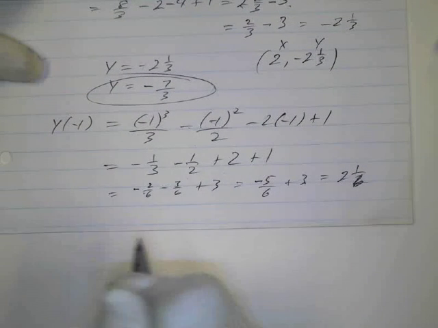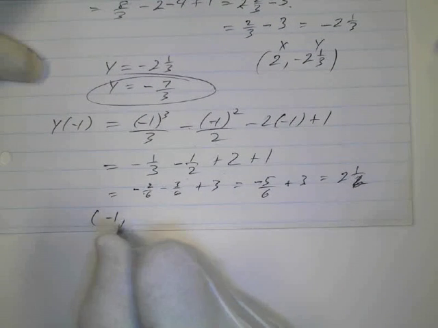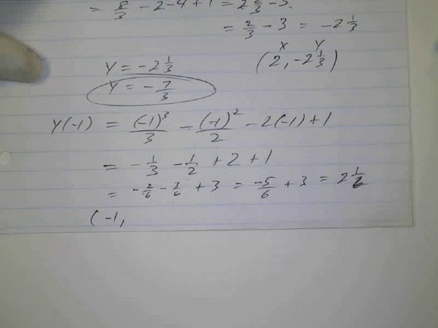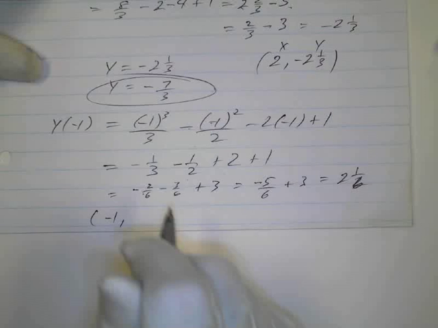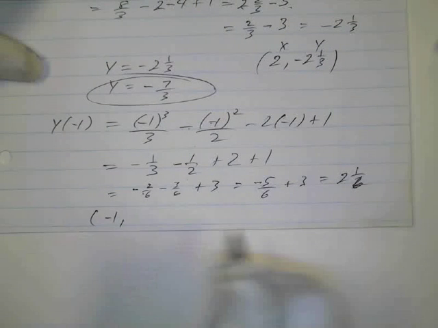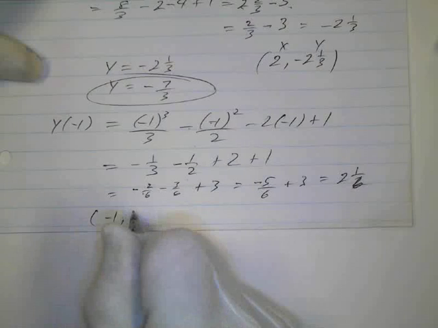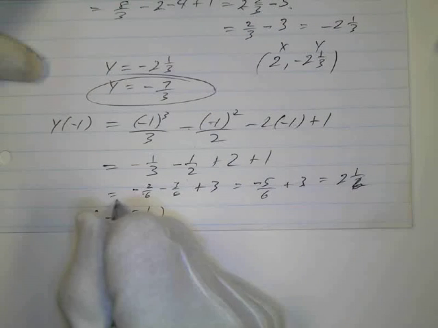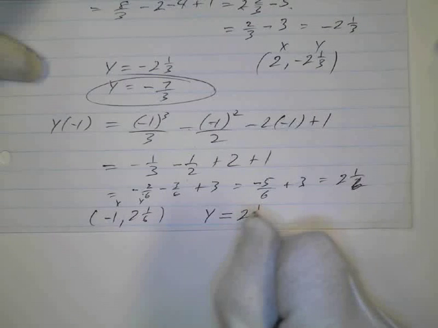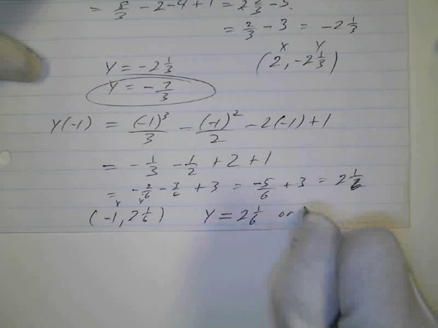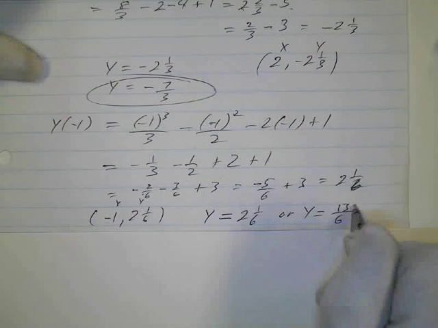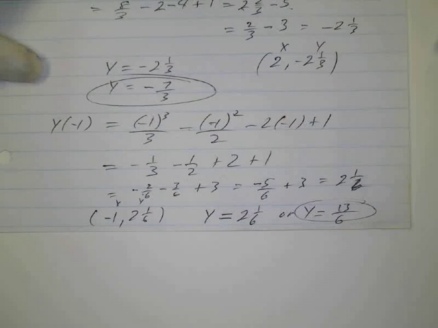So my point would be negative 1. That would be my horizontal tangent point, or point of tangency, where the horizontal line would hit the curve. So that would be at negative 1 and 2 1/6. That's your x, that's your y. So your actual equation would be y equals 2 1/6, or you could write it as y equals 13/6. So those would be your horizontal tangent lines.